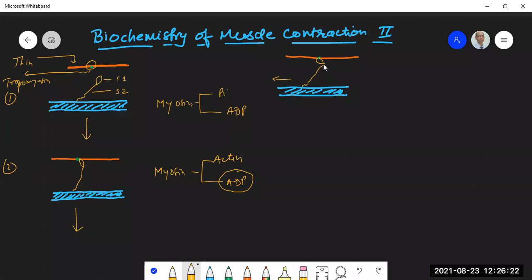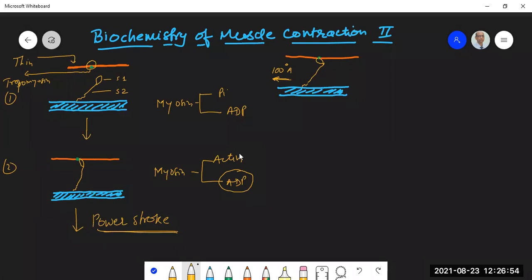And what does it do? It pulls the thin filament in this direction, and the pull is around 100 angstrom. This means the filaments are pulled towards the center of the sarcomere. This is what is called the power stroke. This is what is meant by the contraction of the muscle.